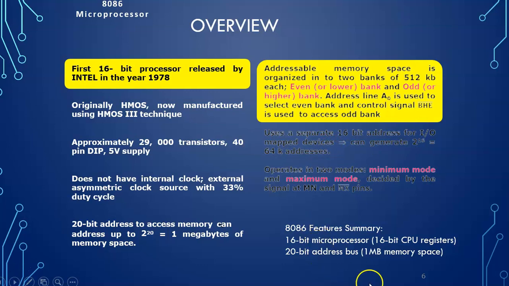Okay, so the main feature you have to know is that the 8086 is a 16-bit microprocessor. It means that its CPU registers consist of 16 bits. And then it has a 20-bit address bus. It will address 1 megabyte of memory space. How does it get a memory capacity of 1 megabyte? We will look at it later.